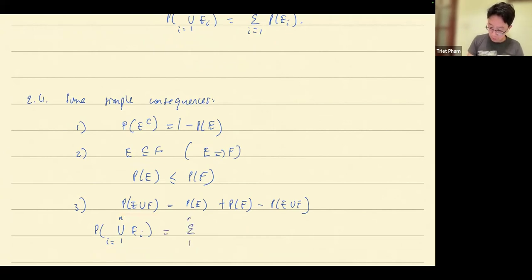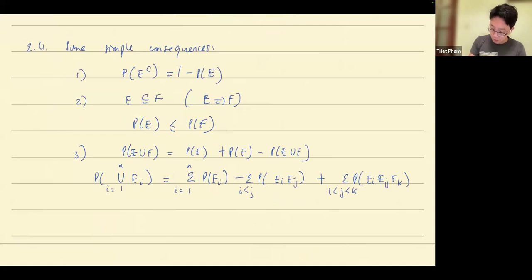If that's the case, then first is a sum, and then you subtract the pairwise intersections. But be careful to only include each once. You subtract, say, the pair 1, 2 once, and you don't subtract the pair 2, 1. That's why it's i less than j. And then you add back the third layer, and again you only do it once for every triple. So on and so forth. And the last one will be minus 1 to the n plus 1 of E1 up to En, which is the intersection of all.